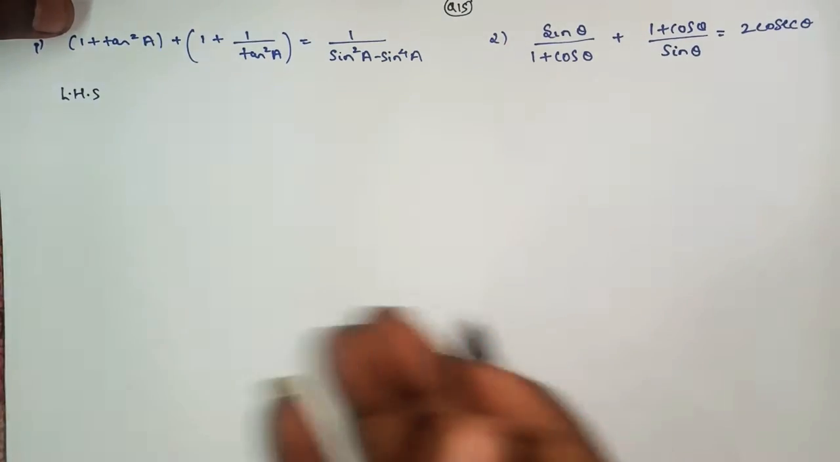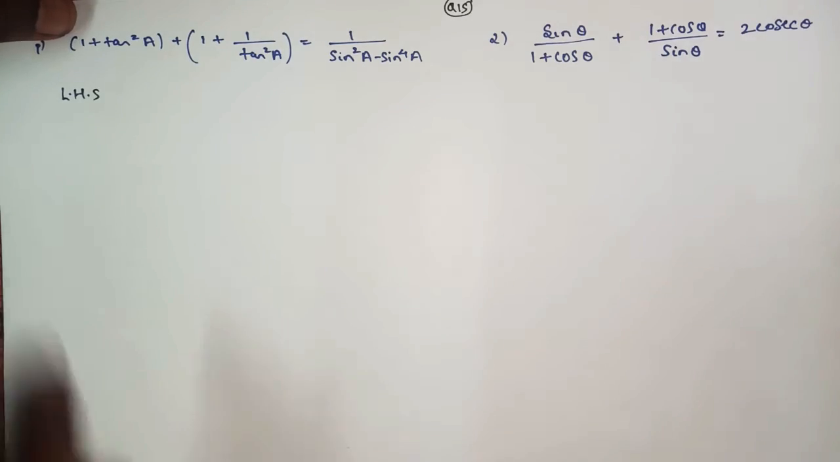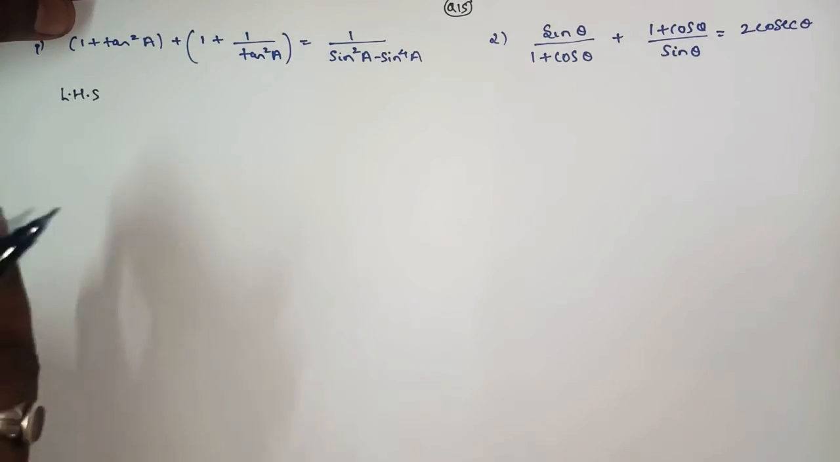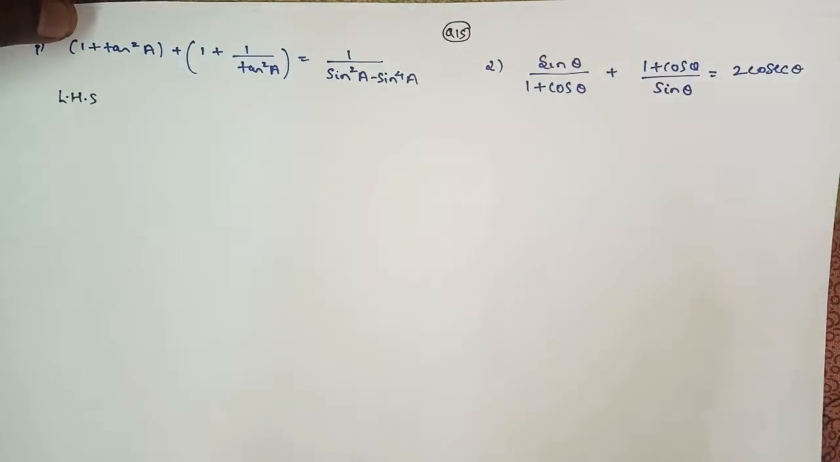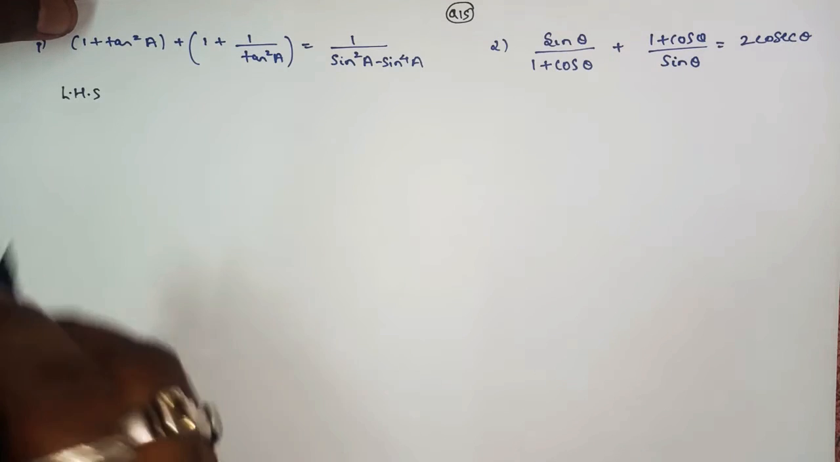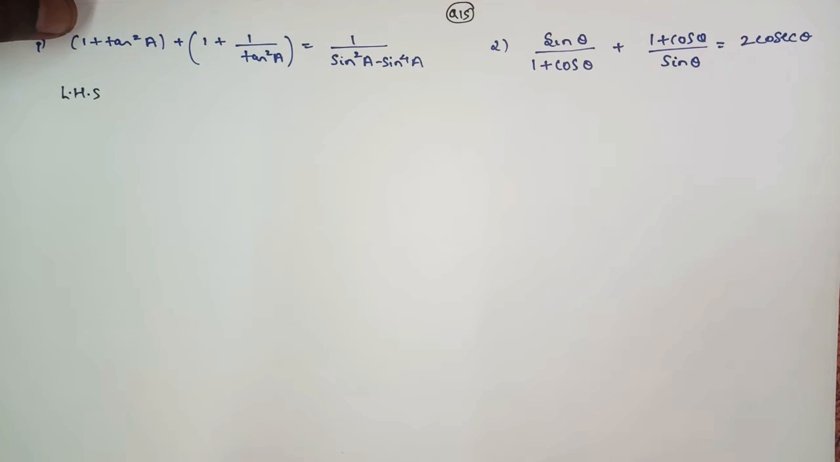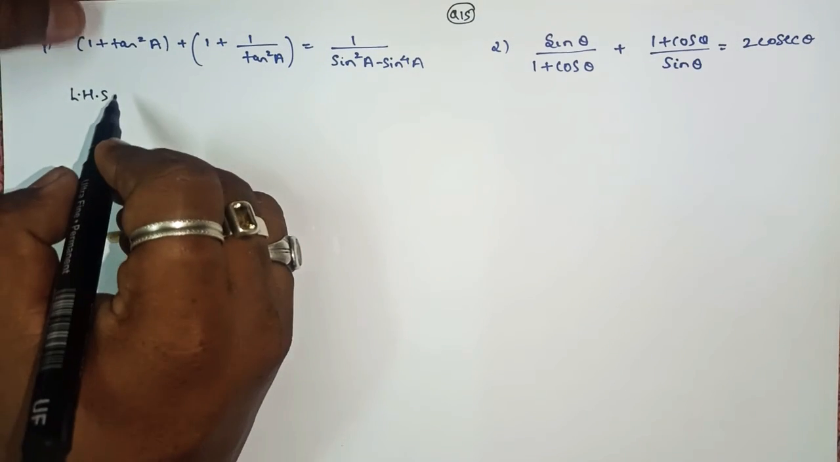It is not compulsory that you have to take the left hand side only. You can take left hand side to show right hand side. You can take right hand side also to show left hand side, or else you can do both left hand side and right hand side simultaneously also. But in 90% of the sums, we prefer left hand side only. So here also we'll take left hand side.